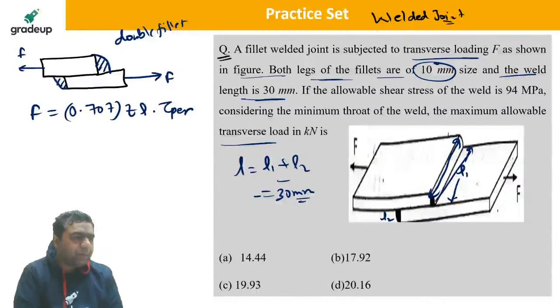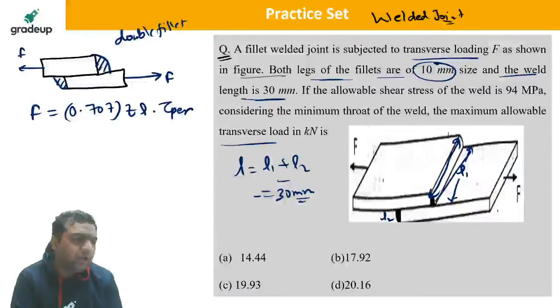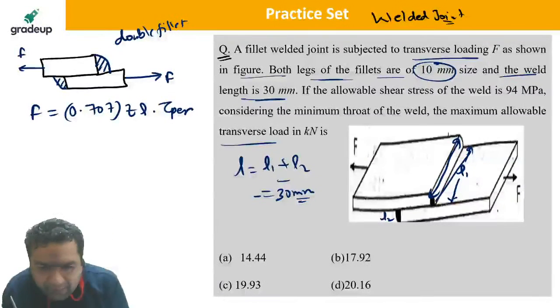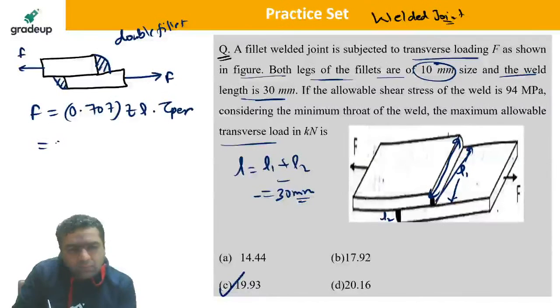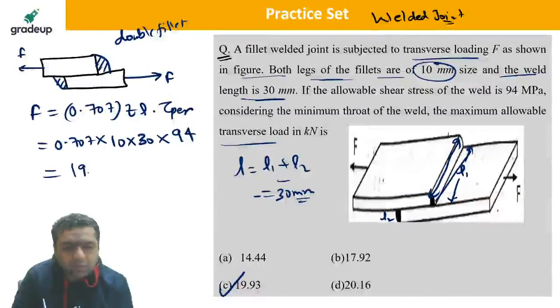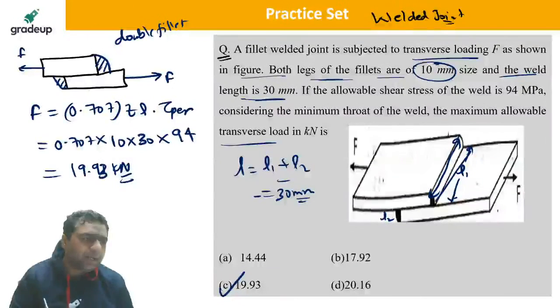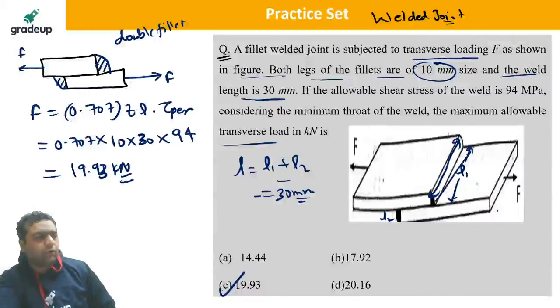TPM, Mohit, Kundu, Kalpana, Praful, and all others who are attending the class. Guru Raj. Very good, Mohit. Answer is correct. 0.707, T is 10, length is 30, tau permissible is 94. Kalpana, very good. TPM and Praful, where are you?